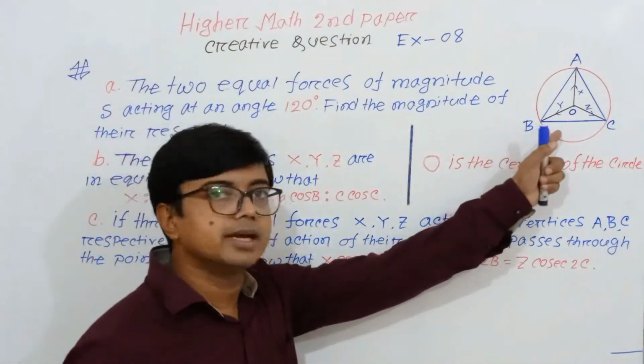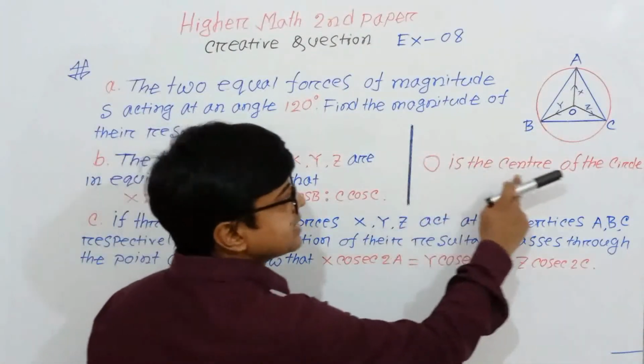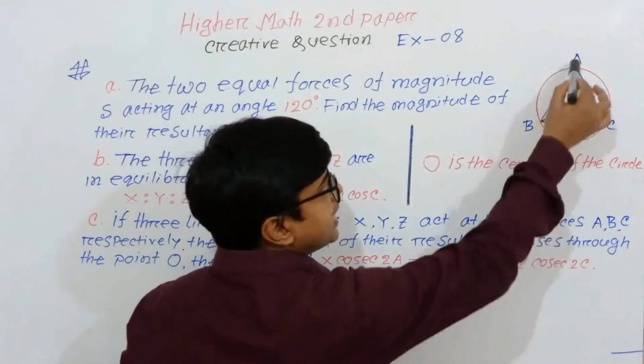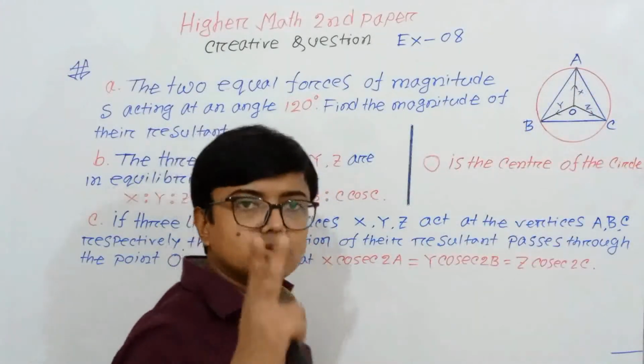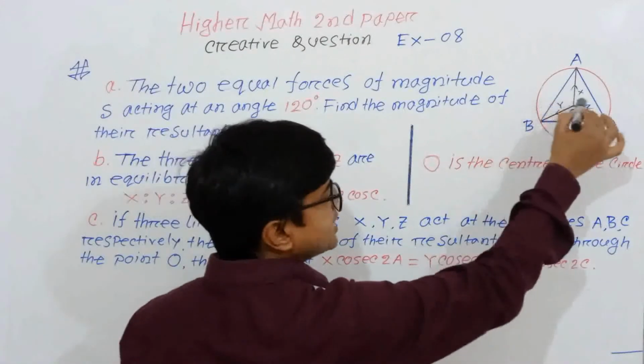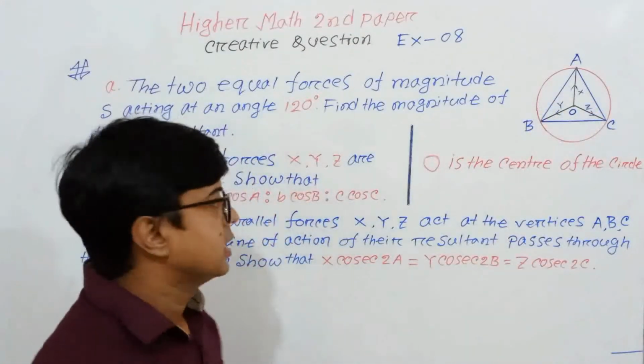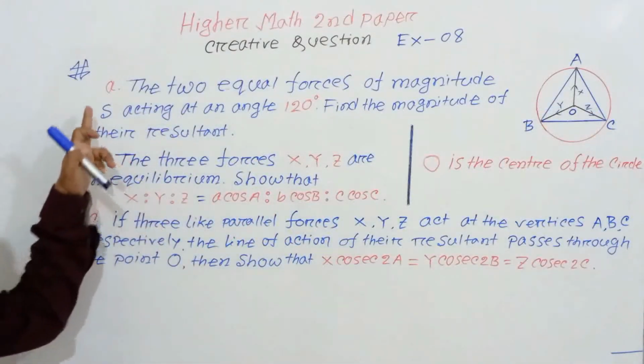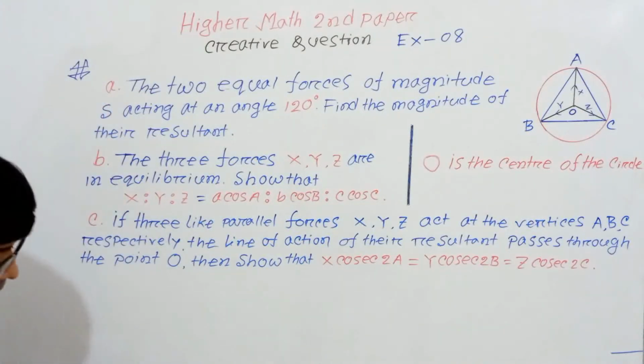And look at this here. O is the center of the circle and A, B, C are three angular points and X, Y, Z are three forces. And now the first one here, look at this, question number A. Solution of question number A.